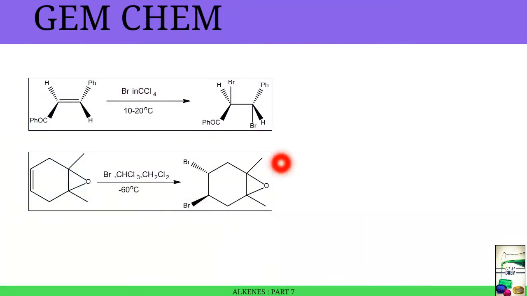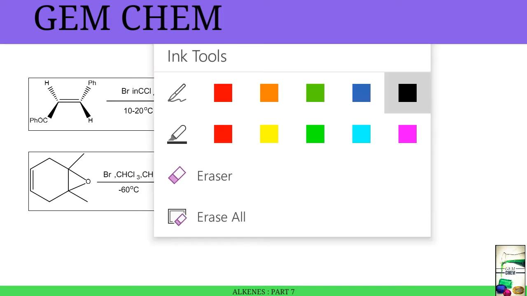Now we see two examples. First one is this one. Here on adding the bromine, that is Br2, we obtain here and here, that is the anti-product. This one will be Br2, right? This one will be also Br2 addition, right? And in this case, see, here is the double bond. So on adding Br2 at low temperature, we get this anti-product.